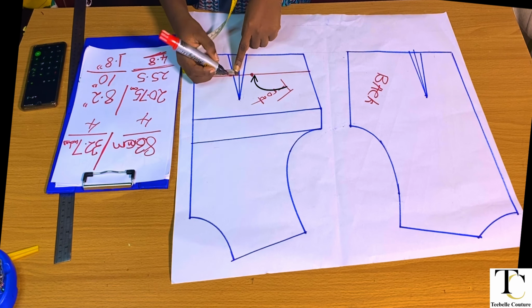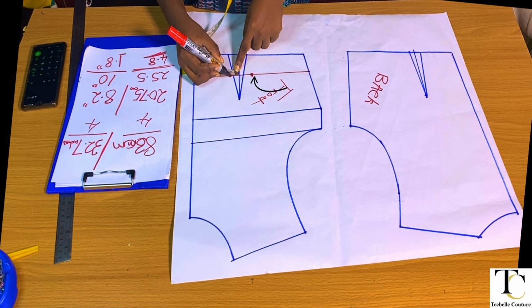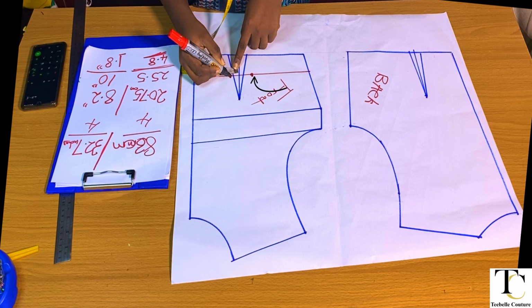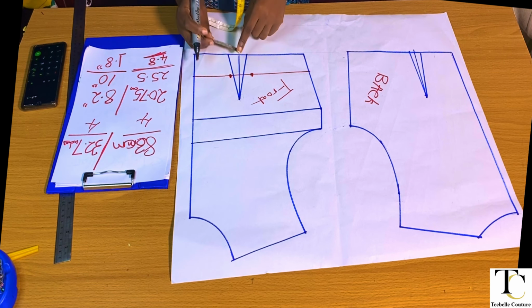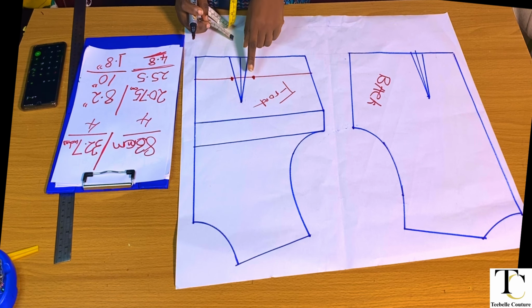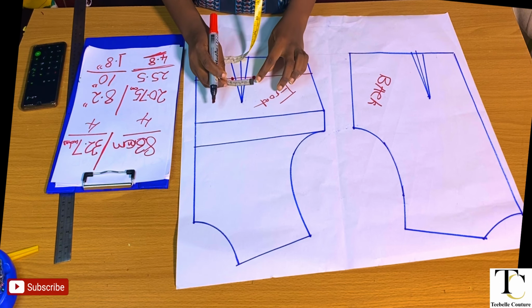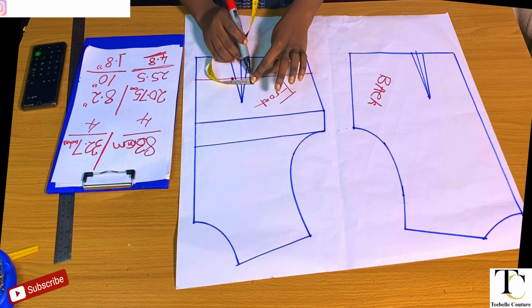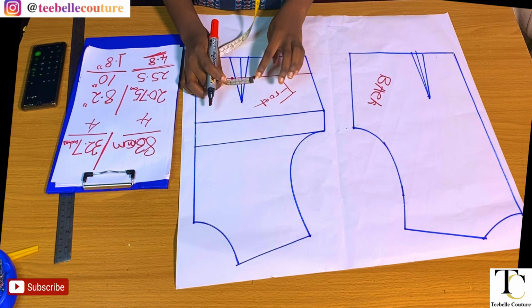I'll be taking 3 of that 4.8 to my side front where my arrow is currently, and the smaller part to my center front. Just to re-emphasize what I said, take this bigger part, 3 centimeters or 1 inch, to the side front, then 1.8 centimeters, or 0.8 inches, to the center front. I hope we get that.